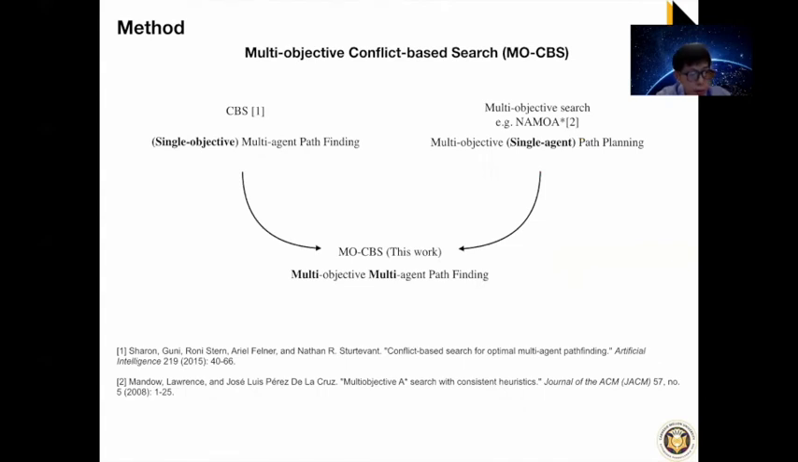So to solve this problem, one related approach is conflict-based search, which solves the multi-agent pathfinding problem, but optimizes only a single objective. On the other hand, multi-objective graph search algorithms, such as NAMOA*, solve a multi-objective but single-agent path planning problem. Our approach, multi-objective conflict-based search, or MOCBS for short, leverages both of them. It is a two-level search algorithm with both a high-level search and a low-level search.